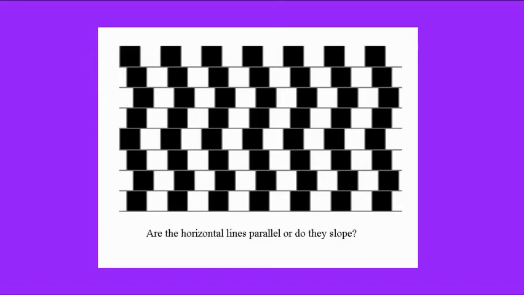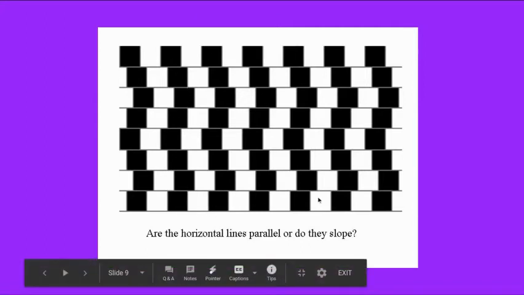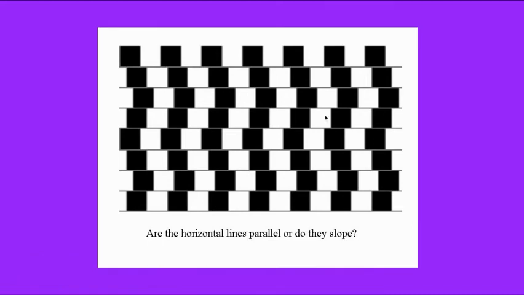Okay, here's another example right here. Are the horizontal lines, so these lines over here, parallel to each other or do they kind of slope? If you look very closely, you'll see that they are actually parallel. But since each line has a black and white square paired with it, and then the squares are slightly off, it gives you the illusion that you've actually created other lines, and your initial lines, these horizontal ones, actually look kind of a little wonky. But they actually are 100% parallel to each other.